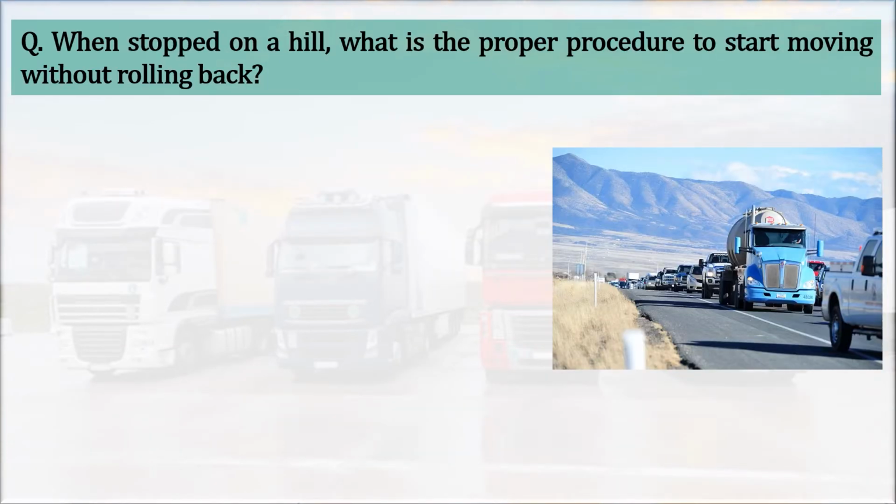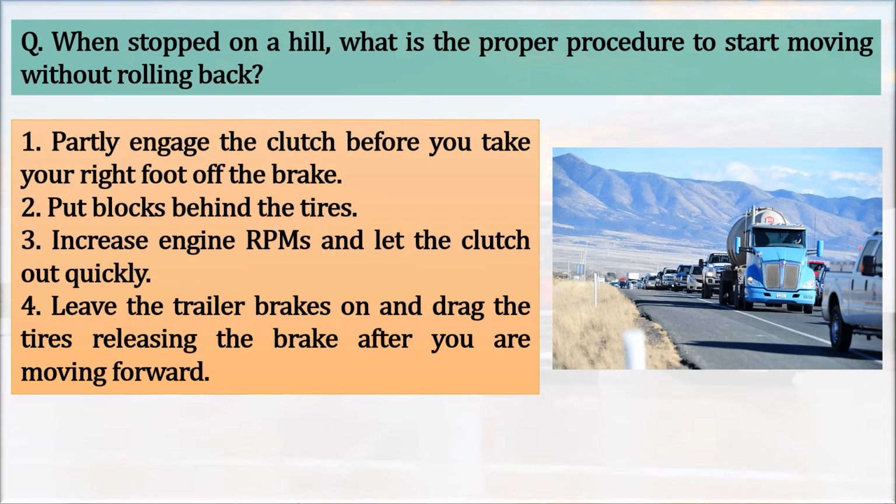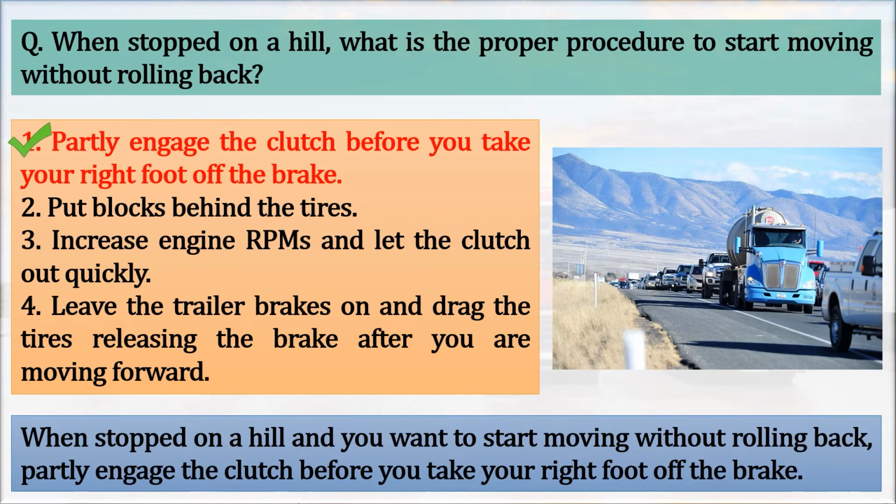Question: when stopped on a hill, what is the proper procedure to start moving without rolling back? Option number 1, partly engage the clutch before you take your right foot off the brake. Option number 2, put blocks behind the tires. Option number 3, increase engine RPMs and let the clutch out quickly. Option number 4, leave the trailer brakes on and drag the tires, releasing the brake after you are moving forward. The answer is option number 1, partly engage the clutch before you take your right foot off the brake.